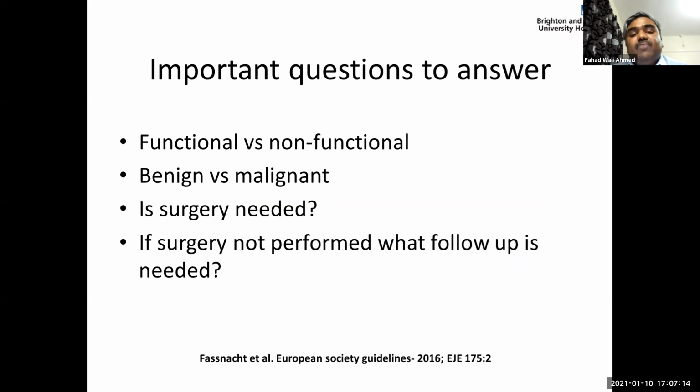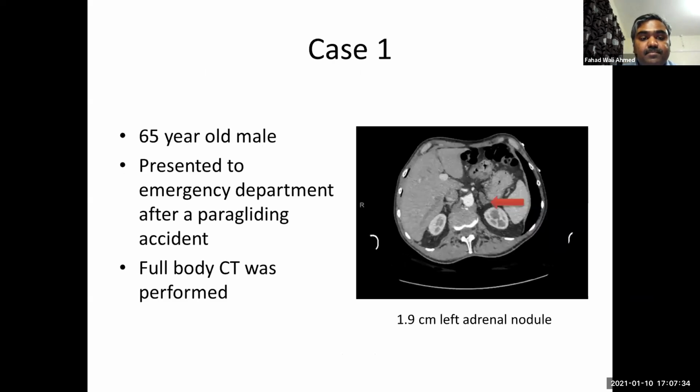So for any condition, when we are trying to decide what we need to do, we need to ask some questions. For adrenal lesions, we need to ask: is this lesion functional or non-functional? Are these lesions benign or malignant? Do we need to do surgery? And if we are not doing any surgery, what follow-up is needed?